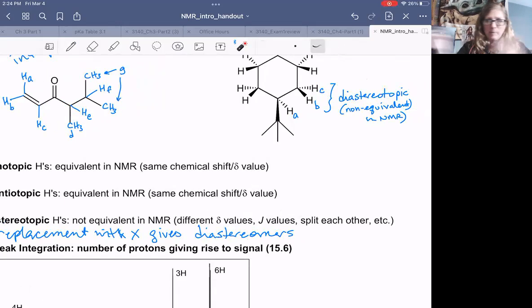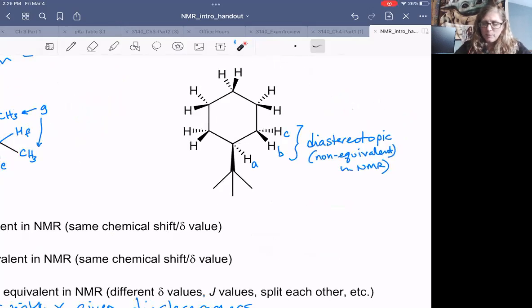Those are not equivalent in the NMR, which means they're going to have different delta values, at different ppms. They are going to have different J values with their neighbors, so different splitting. Some might be a tiny doublet, one might be a wider doublet, for example. And they can split each other because they consider each other neighbors. So when we have diastereotopic protons, the NMR all of a sudden becomes very, very complex.